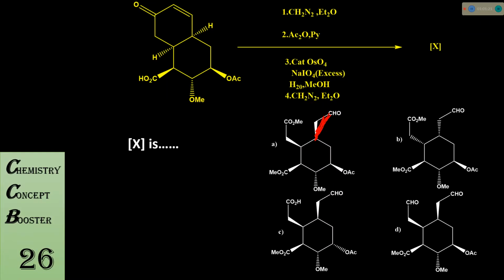So one option should be correct, and here this is not CH2CHO, this should be CHO. The CHO should be connected to this cyclohexane ring. So please correct this in your copies. Sorry for the drawing mistakes.